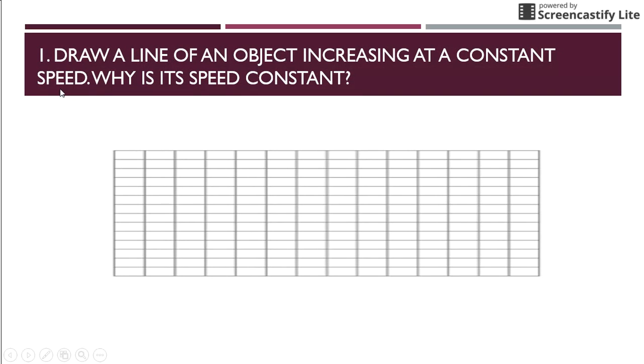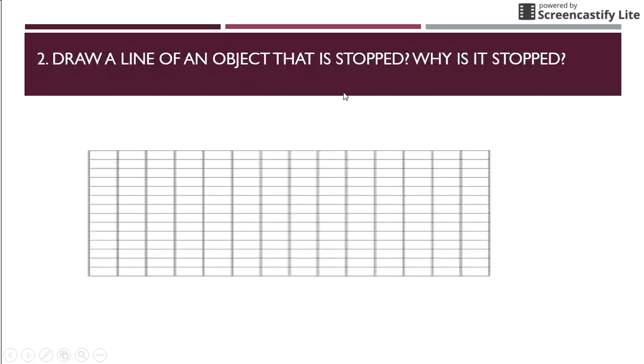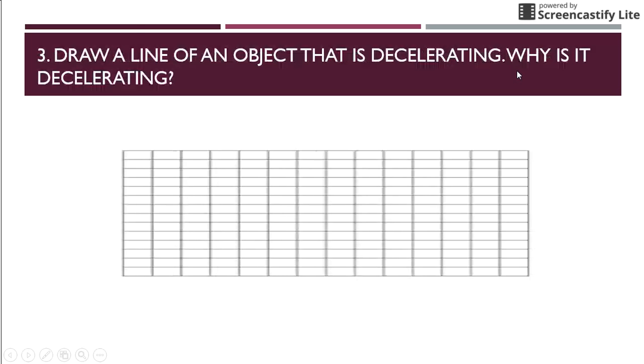Let's look at our practice questions. 1. Draw a line of an object increasing speed at a constant speed. Why is the speed constant? Number 2. Draw a line of an object that is stopped. Why is it stopped? Number 3. Draw the line of an object that is decelerating. And why is it decelerating?